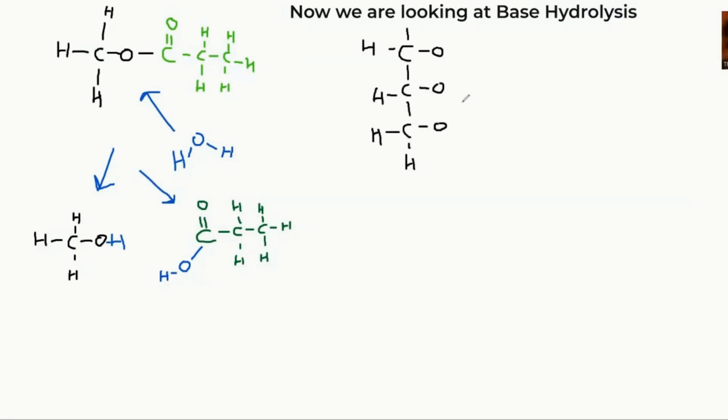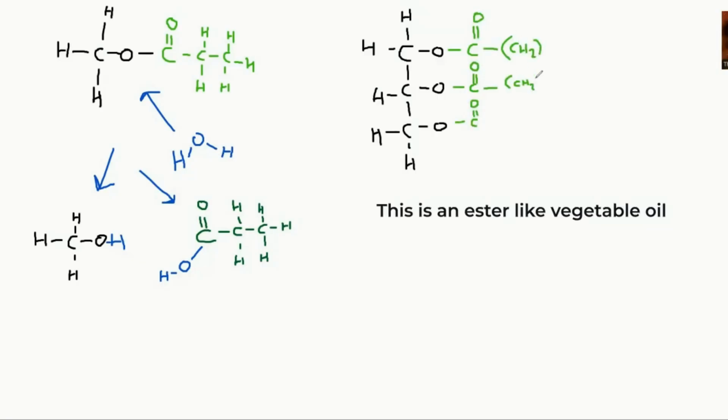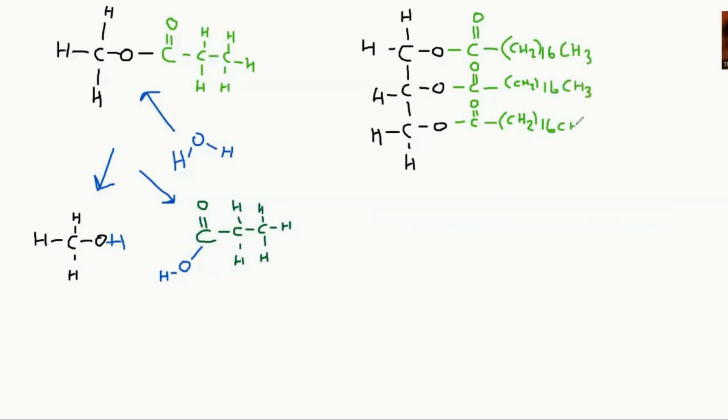So what I'm doing now is I'm going to draw another ester. This ester is a very large ester, a triester. Okay, involves 3 separate esters all bonded together, and it's an ester like we find in vegetable oil. Now this has got CH2 16 times, so a really long side chain coming off the carboxylic acid part of the ester.